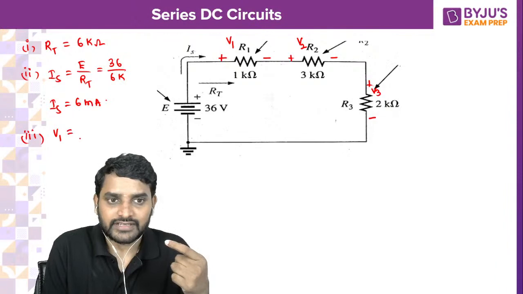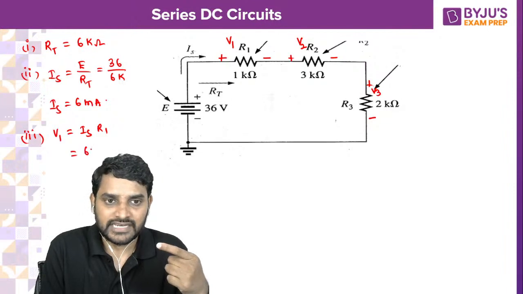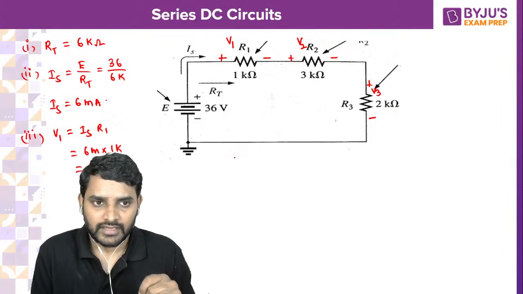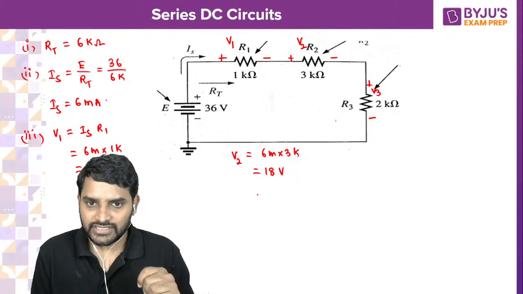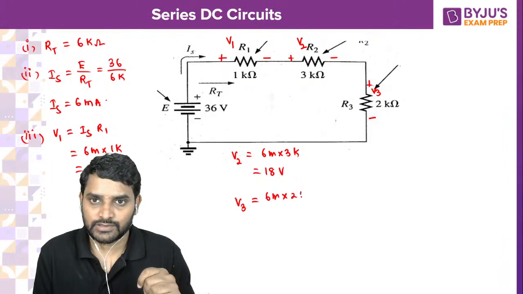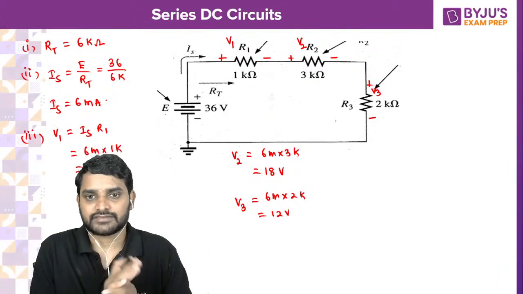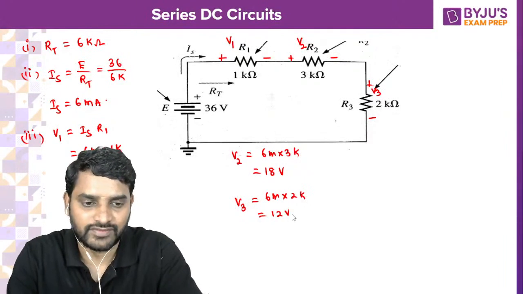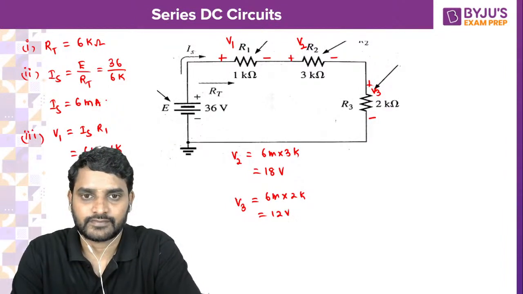So if I take up V1, V1 is going to be IS into R1. So that is 6 milli into R1, which is 1 kilo. So you are going to get 6 volts. Next, V2 is going to be 6 milli into 3 kilo. You are going to get 18 volts. V3 is going to be 6 milli current into resistance, 6 milli into 2 kilo. So you are going to get 12 volts. So this is a voltage division. Is it clear for everyone so far? 6, 18, 12. Okay, done.